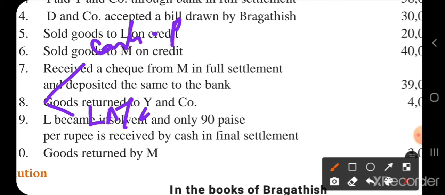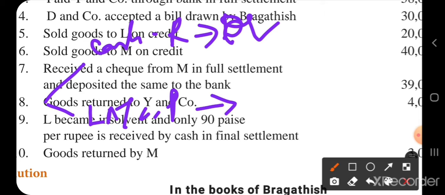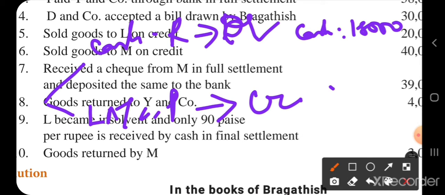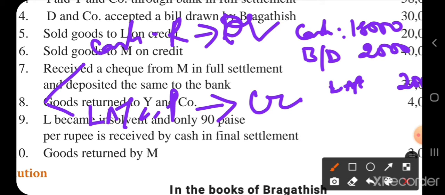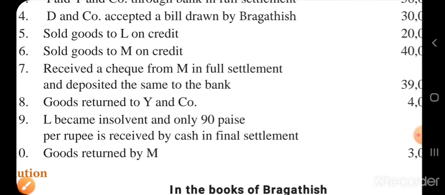Now cash is a real account, L is a personal account. Apply the rule: debit what comes in. Cash is coming in, so debit cash and credit the giver. Who is giving the cash? L. So credit the giver. So the entry will be cash account debtor. How much have you received? 18,000. Actually, you are supposed to receive from L company 20,000. So the difference of 2,000 is the bad debts. Since it is a loss, you debit the bad debts. So the difference of 20,000 minus 18,000, 2,000, is treated as bad debts. Now look at the solution.